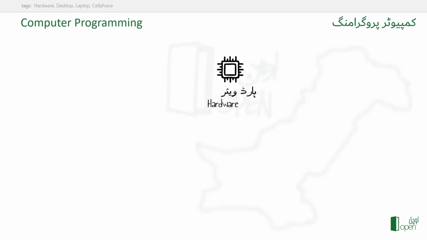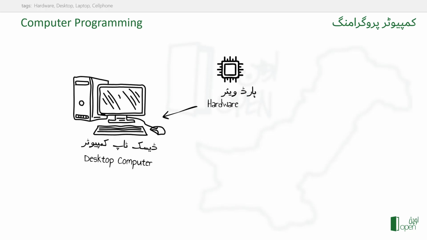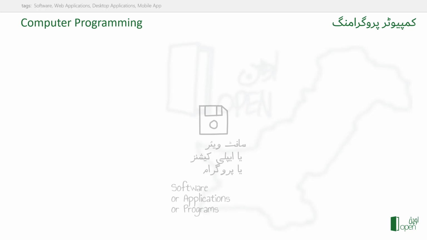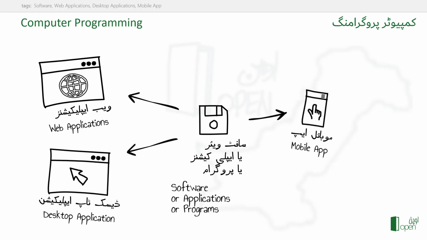Programs need some hardware to execute or run, such as a desktop computer, a laptop, or a cell phone. Programs or software or applications comprise web applications, desktop applications, and mobile apps.